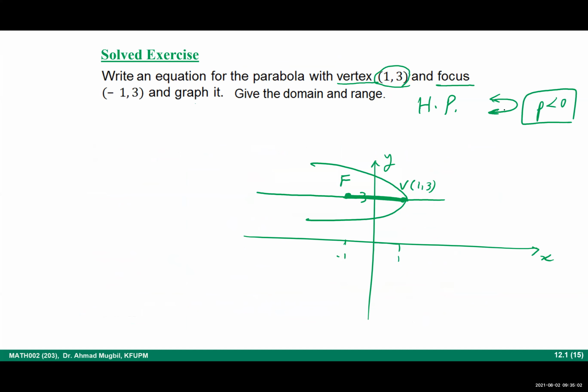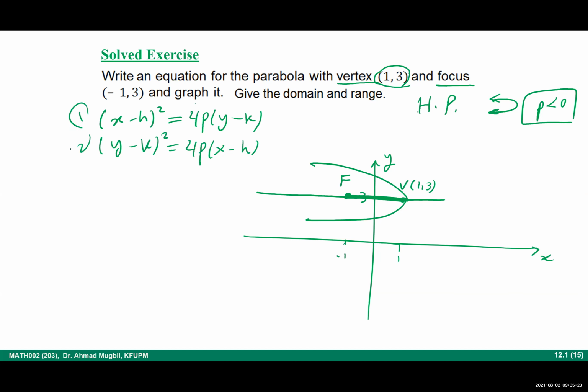Now, write the equation. Because it is horizontal, what will be the equation, Shabab? Will the equation be x minus h all squared equals 4p(y minus k), or will it be y minus k all squared equals 4p(x minus h)? Is it 1 or 2? 2, because it is horizontal. You're right. So it is this one.